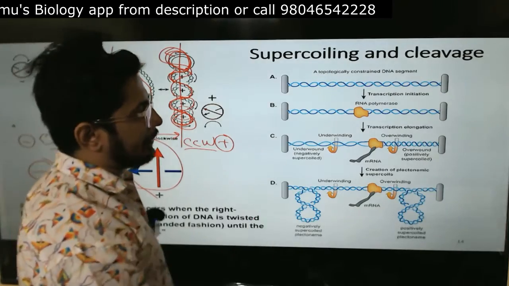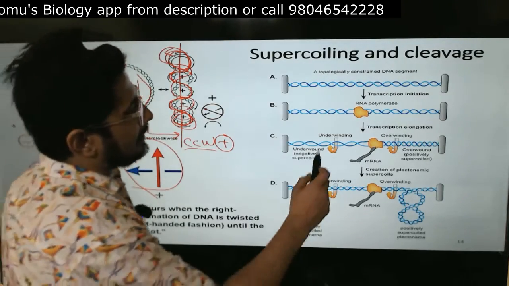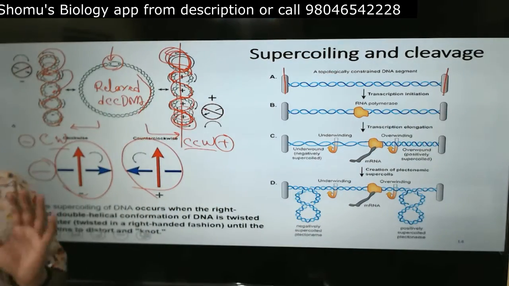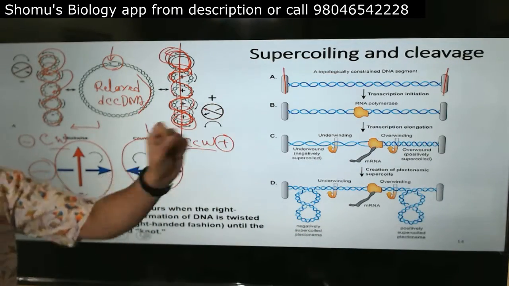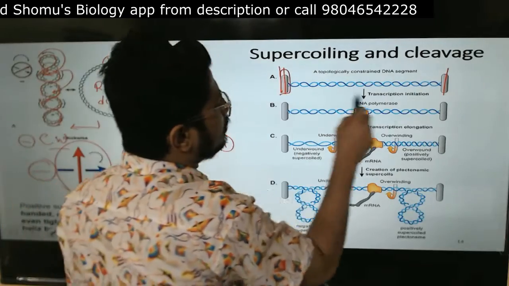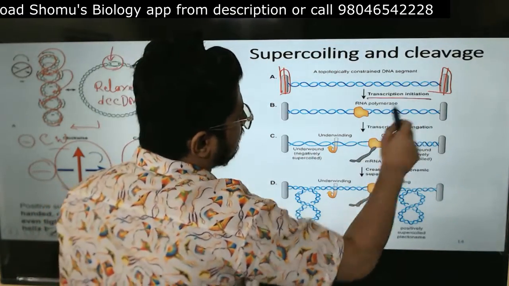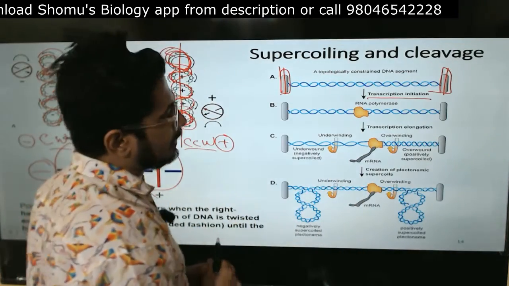So this is how it looks. Let's imagine the DNA is fixed to two solid surfaces. It's easy to understand now. If the DNA gets fixed to two solid surfaces, then what will happen? In this case we saw transcription in order to explain this, but the idea is the same.